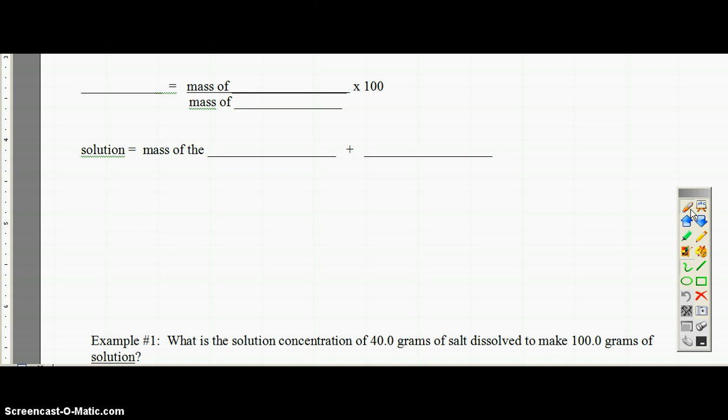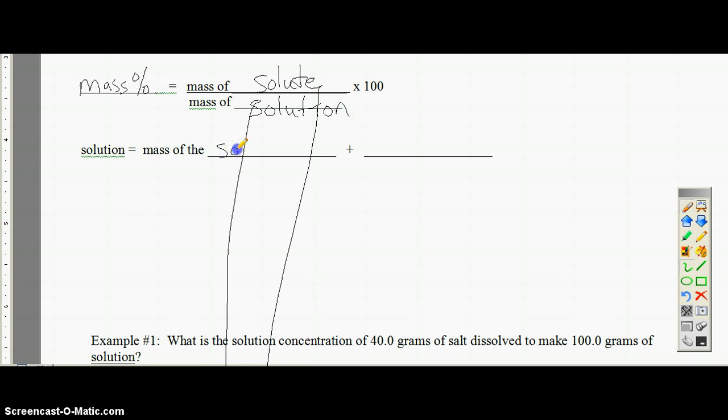And there is an equation for that. This is called mass percent. So you want to fill in mass percent on your worksheet. It's equal to the mass of the solute, and remember, solute is what's being dissolved, divided by the mass of the solution. And remember, solution has two parts. It's the solute plus the solvent. So you need both parts to get a solution.